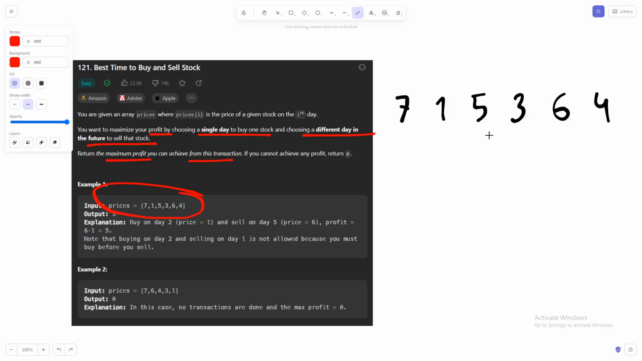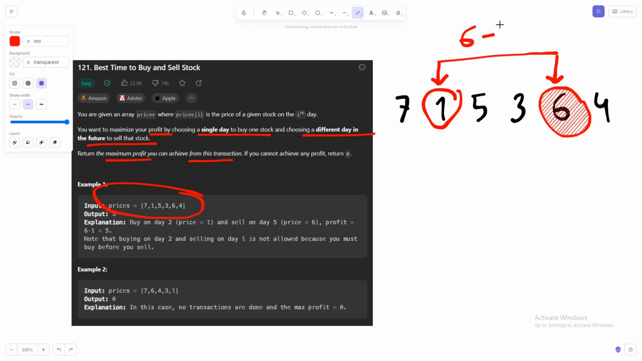In this particular example, the best day to buy the stock is on day 2, where the stock price is minimum at $1, and the best time to sell the stock is on day 5 when the stock price is $6. So if I buy the stock on the second day and sell it on the 5th day, we can make a profit of 6 minus 1, right? That is $5, which is the maximum possible profit.